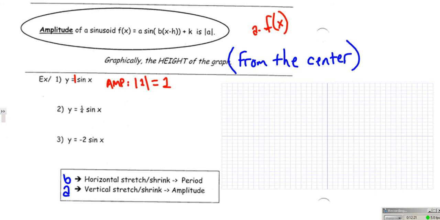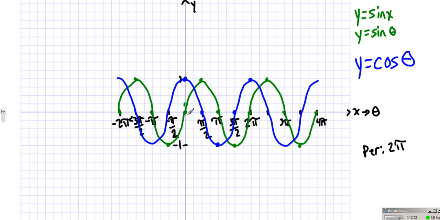So going back to our graph, note that the distance from the center of our function to its peak, that's our amplitude, and for our parent functions, that was exactly 1. Okay, so the actual distance from peak to trough, or from max to min, is twice the amplitude.